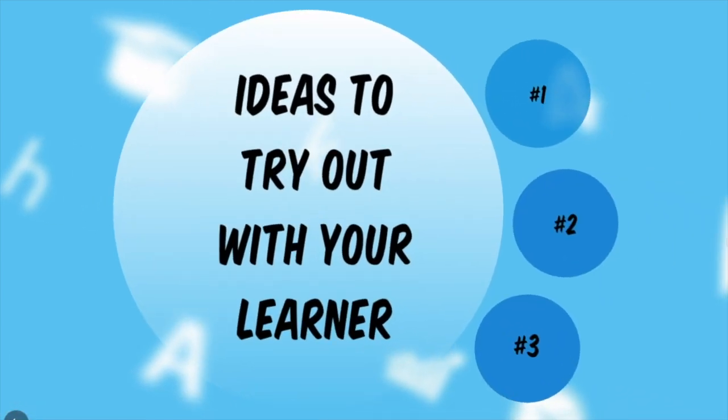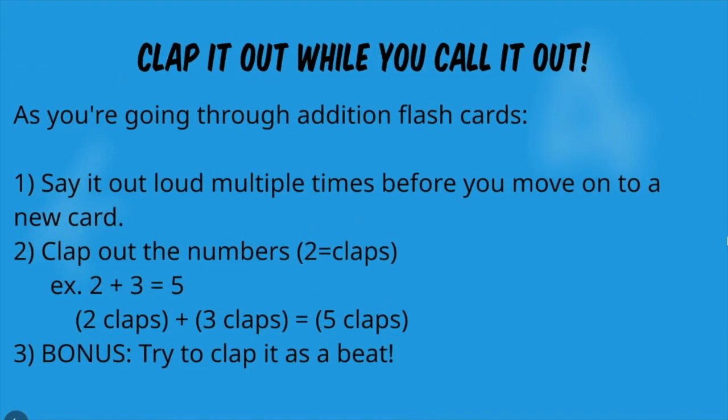Here are some ideas to try out with your learner. First off, as I mentioned in the standards, it's clapping it out while you call it out. As you're going through addition flashcards, my first tip would be to say it out loud multiple times before you move on to a new card. As silly as it may seem, repeating 2 plus 3 equals 5 over and over again really helps solidify it in their mind, especially when they repeat it with you. Again, it helps retention for those quick addition facts.